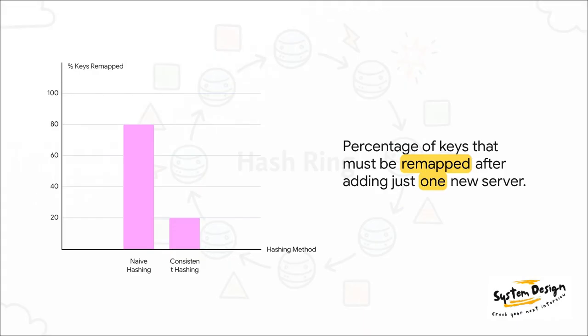Okay, and this is where it all falls apart. The moment you add that 5th server, your n changes from 4 to 5. And because that divisor in your little math problem changed, the answer changes for almost every single key. I mean, look at that. We're talking about 80% of your data is now, according to the formula, in the wrong place.